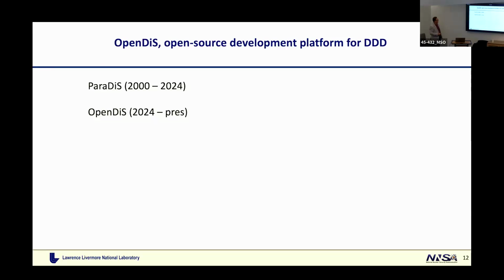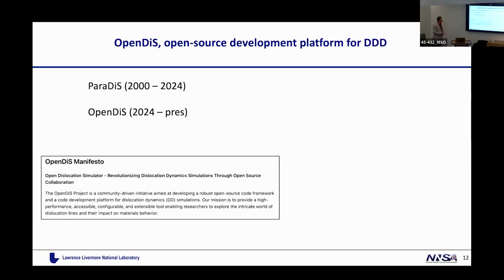We then continued with ParaDiS, which was released under a limited license. Now we have an MIT license for a new project, OpenDIS, and we held a couple of workshops, very well attended, close to 200 people in one of them. And that's what we call OpenDIS. Essentially, this is a manifesto. It's intended as a community development platform for the dislocation dynamics method.